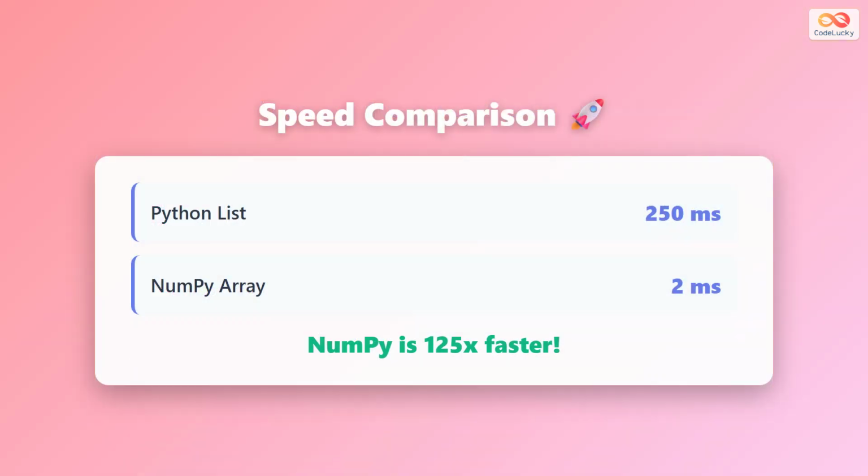Here are the results of our performance test. For a simple mathematical operation on 1 million elements, the Python list takes 250 milliseconds to complete. The NumPy array completes the same operation in just 2 milliseconds. That means NumPy is 125 times faster than Python lists for this operation. This speed difference becomes even more dramatic as datasets grow larger.